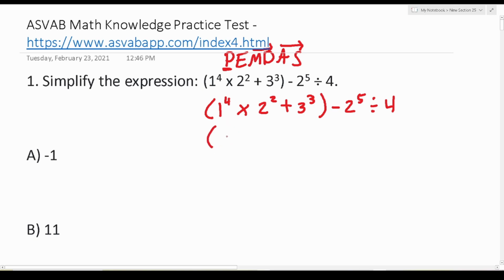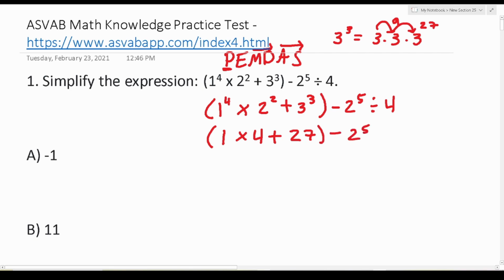1 to the 4th is always going to be 1. 1 raised to any power is always 1. 2 squared, that's the same as 2 times 2, which is 4, plus 3 to the 3rd. 3 to the 3rd looks like this: 3 times 3 times 3. Well, 3 times 3 is 9. 9 times 3 is 27. So this is plus 27 minus 2 to the 5th divided by 4. All right, so we took care of our exponents inside this set of parentheses.